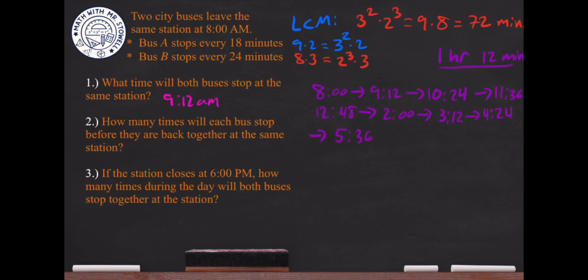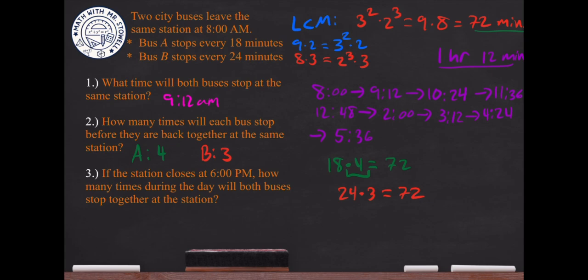Question number 2, how many times will each bus stop before they get back together at the station? If they end up at the same station every 72 minutes, let's ask ourselves this. 18 times what gives us 72? Well, 18 times 4 gives us 72. So bus A is going to stop 4 times before it gets back to the original station. Bus B is 24 times 3 to give us 72. So bus B would stop 3 times before it gets back to the same station.